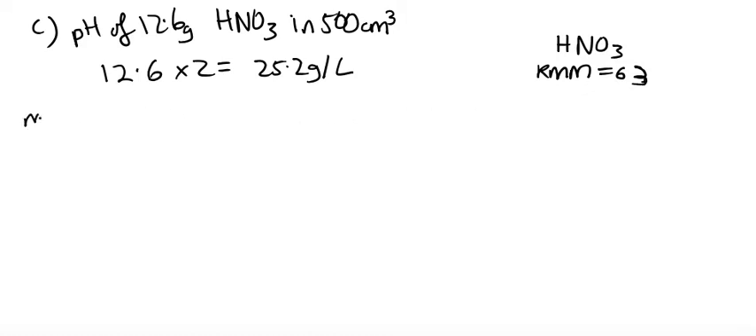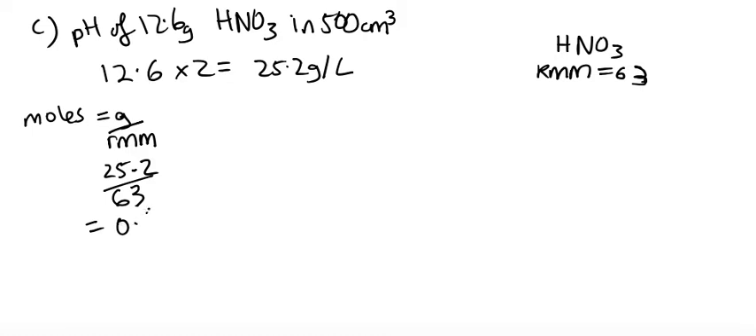Plug that into your formula for changing from grams to moles. In other words, divide by the RMM. We have 25.2 grams divided by the RMM, which is 63. So the number of moles we're actually given in this question is 0.4 moles.